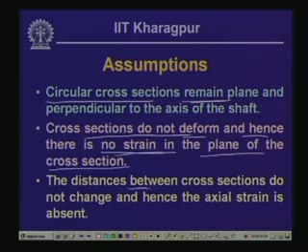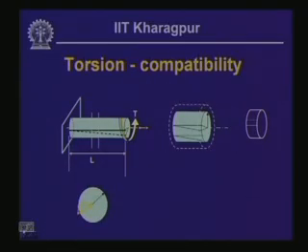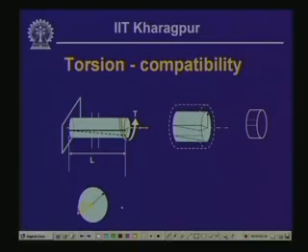Secondly, the distance between cross sections does not change and hence the axial strain is absent. Along the length of the member, since there is no change in the length of the member, there is no deformation and thereby there is no strain in the axial direction. So, these are the assumptions we make, based on which we derive the relationship between the twisting moment and the deformation. Now, let us look into how we derive the relationship between the twisting moment and the angle of rotation.